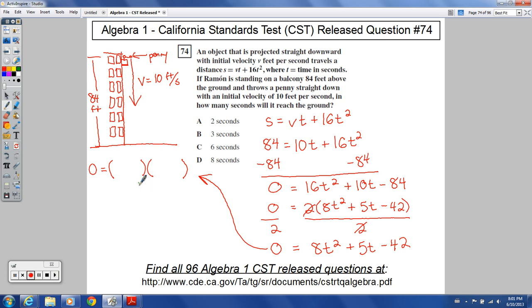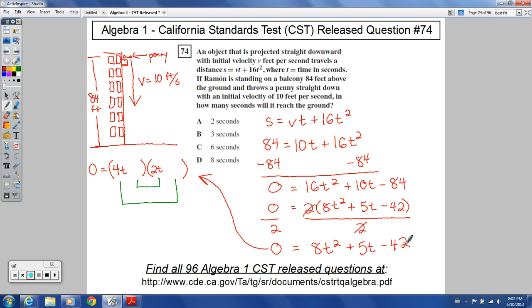I notice this middle term is pretty small, meaning that when I multiply the inside and outside parts, I know that the first parts have to multiply together to give me 8t squared, and the last parts have to multiply together to give me negative 42. So I'm going to try some numbers that are relatively close together, at least as close as I can get, 4t and 2t.